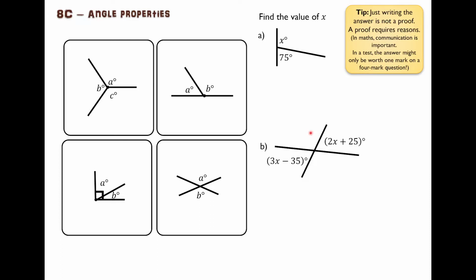Welcome! It is Mr. Ranieri here, and we are here to learn about angle properties and using them to do a proof, to prove something. We have 4 angle properties here. The first one is called angles at a point.